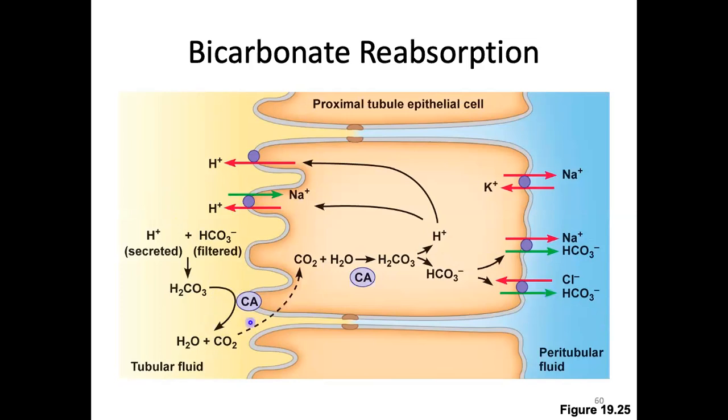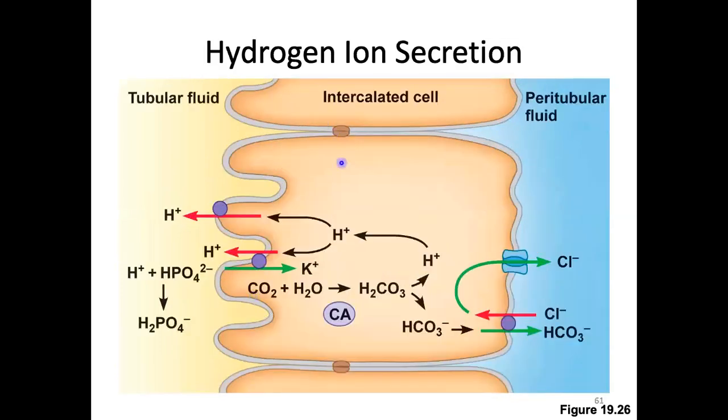Notice how it's carbonic anhydrase. So you see carbonic anhydrase here, just like you did when we talked about red blood cells. Hydrogen ion secretion: here's another way hydrogen ions are secreted. The hydrogen ions are kicked out, and they combine with HPO4 to make H2PO4.